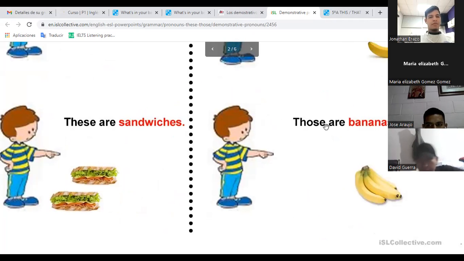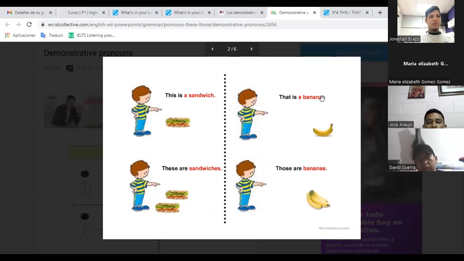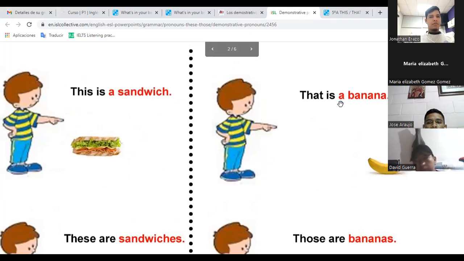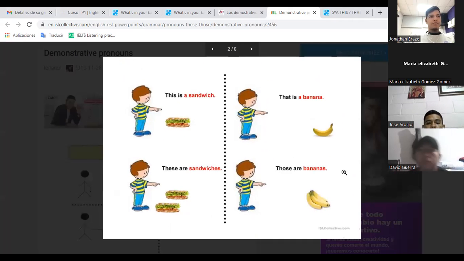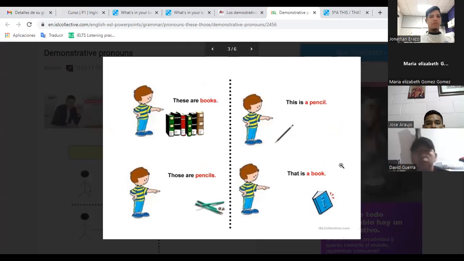David, can you help me reading this, please? Okay. Those are bananas. Perfect. Esas son bananas, right? No es una sola banana, son varias, right? Aquí, that is a banana. Una banana, right? But here are bananas. We have some bananas. So, perfect. Now we have here other examples, right?